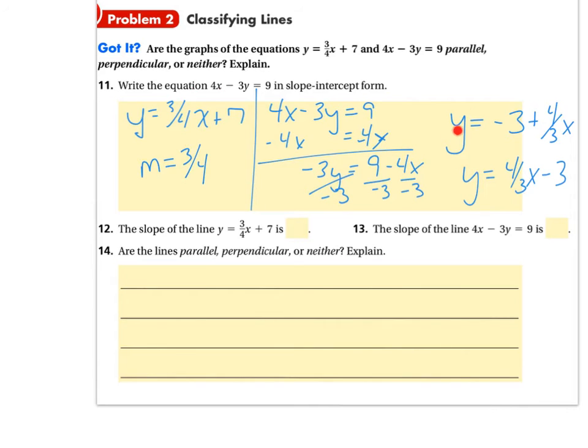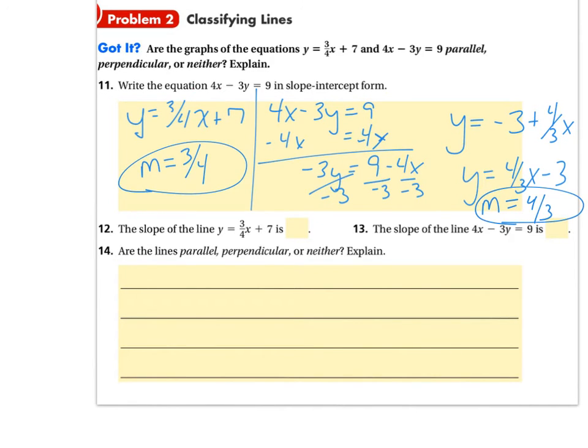This will make a y on the left, and then I need to distribute my division here. So -9 divided by -3 is -3. -4x divided by -3 is going to be a positive 4/3 x. And then I went ahead and rearranged this so it was in slope-intercept form. Now, as you can tell, my slope on this side is 4/3.